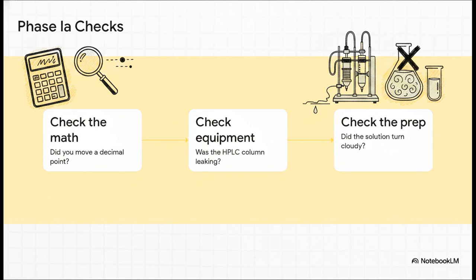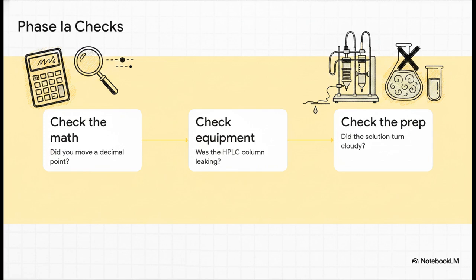Because of this, we always start with the rapid-fire duh moments. These are the quick, immediate checks to see if the mistake is just staring us right in the face. First, check the math. Did you simply move a decimal point by accident? Second, check the equipment. Is the HPLC column leaking? Third, check the sample prep. Did the solution turn cloudy when it was supposed to be crystal clear?